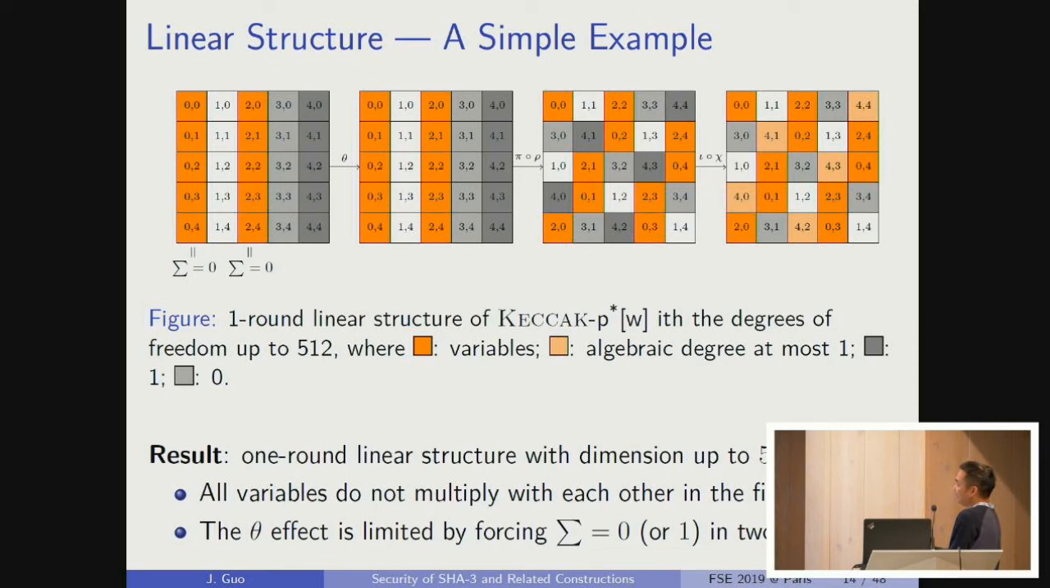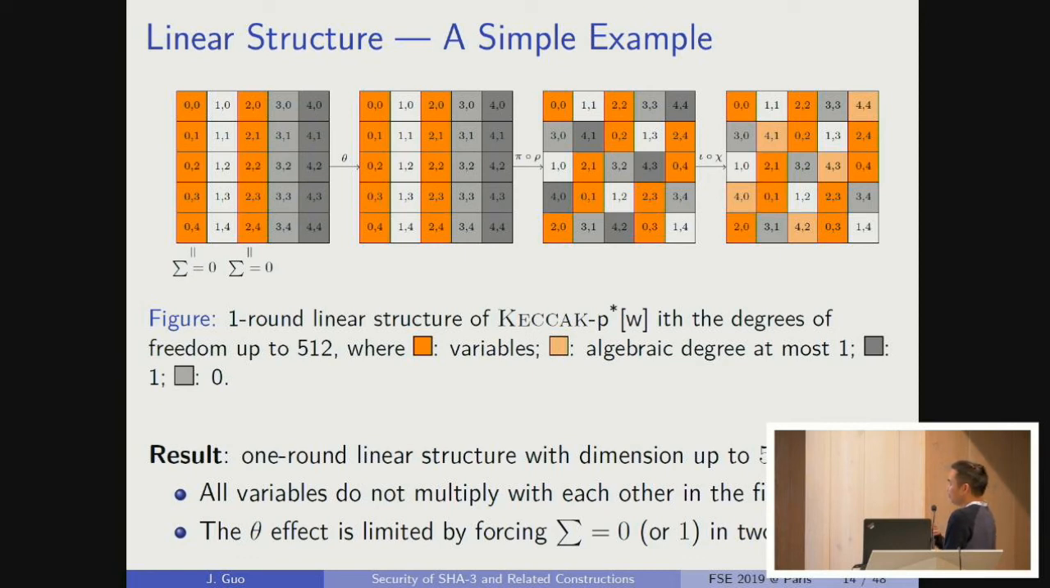But to achieve this, we still need to deal with theta. So theta adds the column sums into the individual bits. So to limit the propagation of the variables in this column, we force the column sum to be 0. This means that, for example, we can choose arbitrary variables for the first 4 bits and choose the 5th bit to be the sum of the preceding 4. In that way, we can force the sum to be 0. And this is an example of a linear structure with 1 round, but of dimension up to 512.